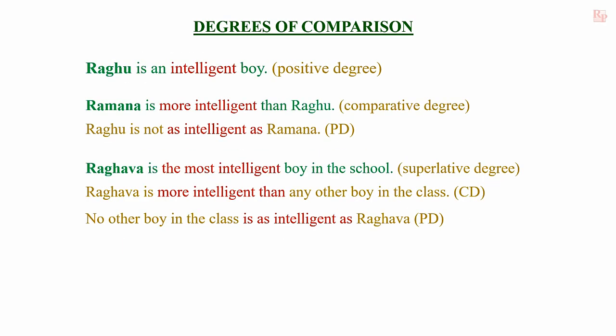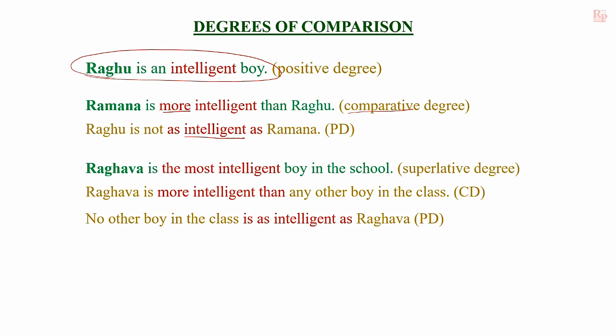Like that, we can change the appearance of those sentences by changing something. Like that, Raghu is an intelligent boy. It is in the positive degree. We can't change it into the comparative or superlative degree. And Ramana is more intelligent than Raghu. Here, "more" is there. That's why it is the comparative degree. And Raghu is not as intelligent as Ramana. Here, only the root form of the adjective, "intelligent," is used. That's why it is in the positive degree.